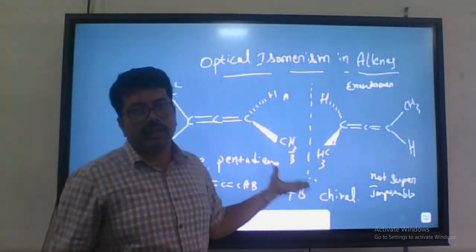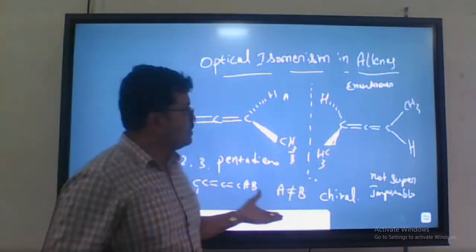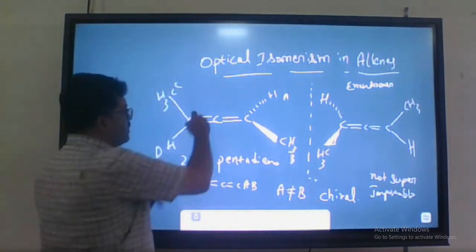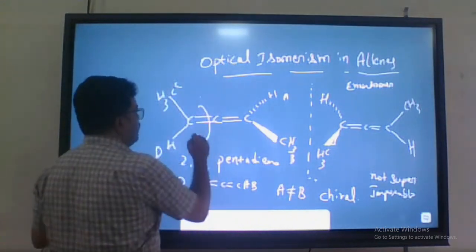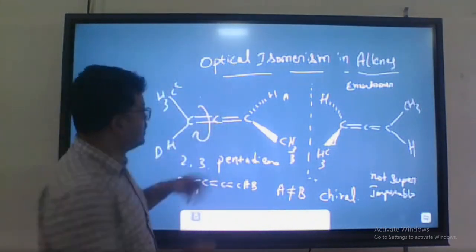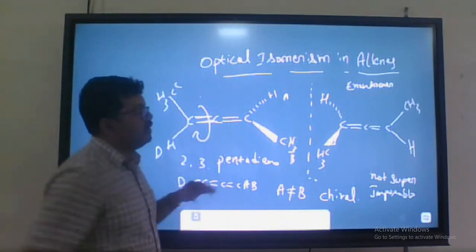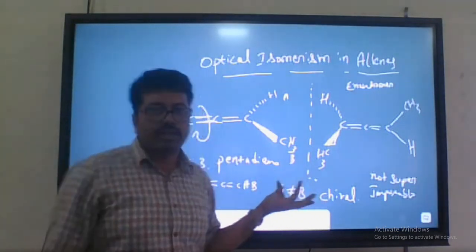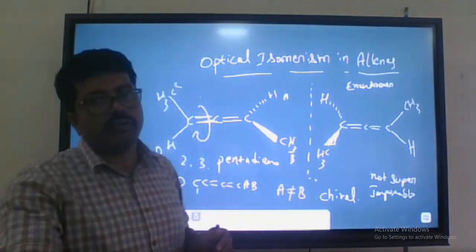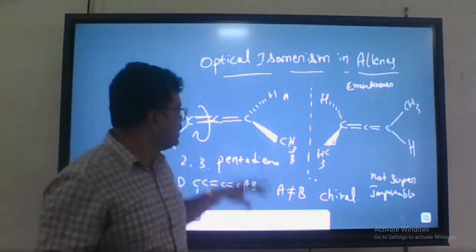So this is an enantiomer. In this molecule there is restricted rotation. We can't rotate this molecule because of the double bond. We can't rotate in allenes.